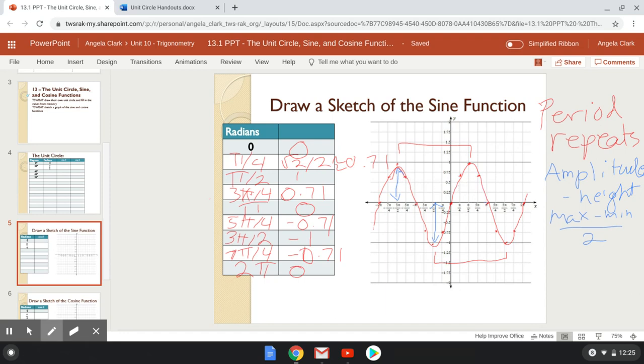Again, if sine doesn't have any transformations on it, the amplitude is going to be 1. But in general, the amplitude is the maximum minus the minimum divided by 2. In this case, the maximum is 1, the minimum is negative 1, so 1 minus negative 1 is 2, divided by 2 is 1. The amplitude is in fact 1. So that works out. All right, so that's all I wanted to talk about with sine functions.